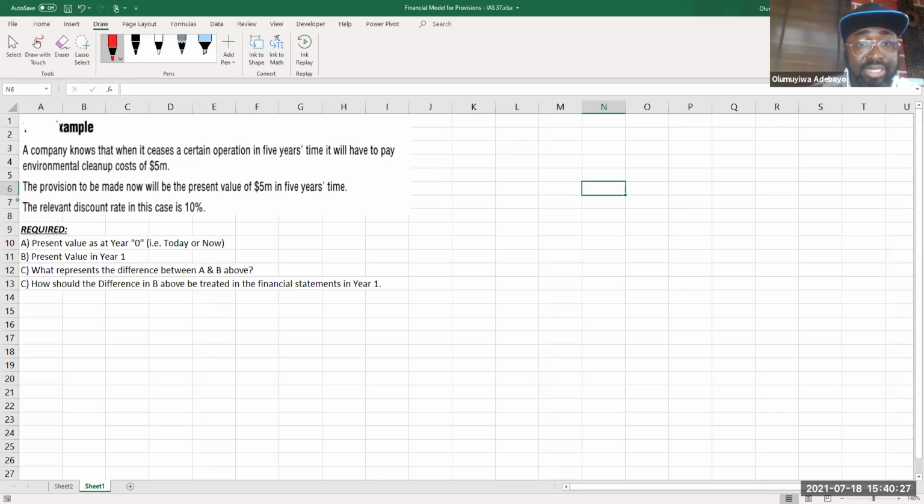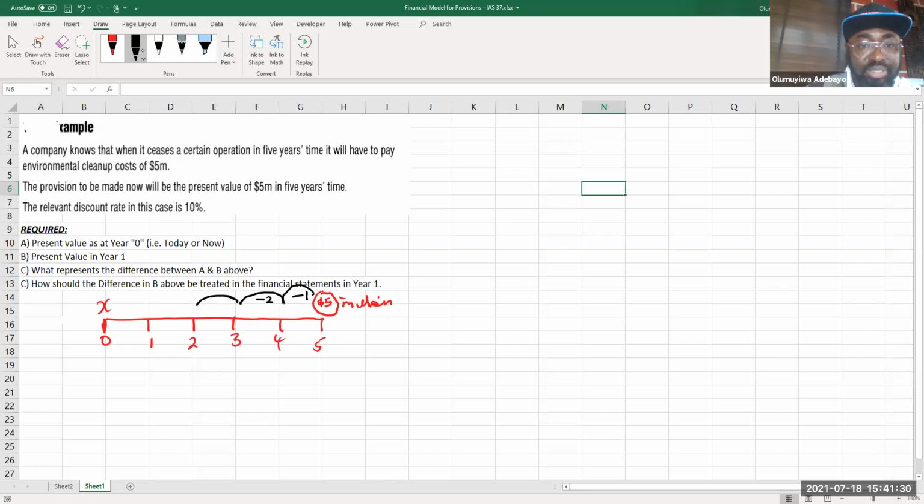A company knows that when it sees a certain operation in 5 years' time, that means if I draw my timeline: year zero, year one, year two, year three, year four, and what? Year five. It is expected to pay in year five the sum of 5 million. And now we are saying, what is the value today? The value today is our ability to discount this back once, and don't stop there.